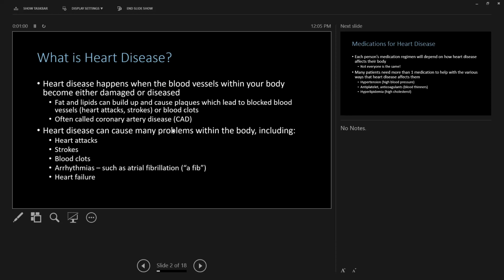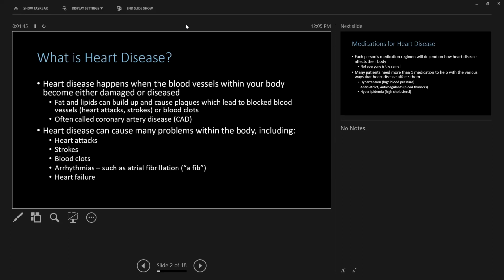What can often happen here is that fats and lipids, so things like cholesterol and LDL, can build up over time. And this usually happens over years and years. Over time, these fat buildups in our blood vessels cause something called plaques, which is basically just a collection of cholesterol and lipids. This can lead to blocked blood vessels. Obviously, blood can't flow through as easily, which unfortunately can lead to things such as heart attacks or strokes due to the decreased amount of blood flowing through the vessels. And of course, it can also cause blood clots.